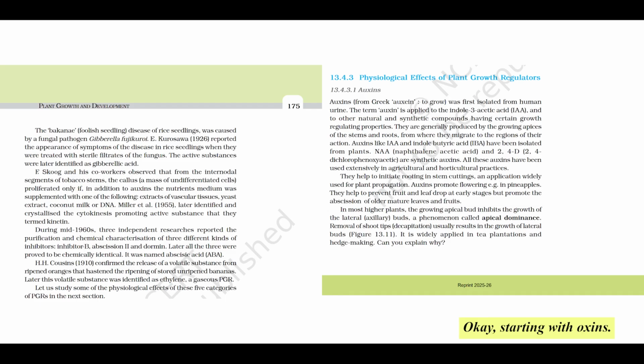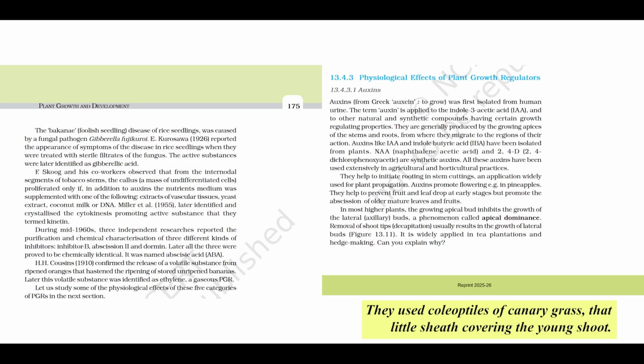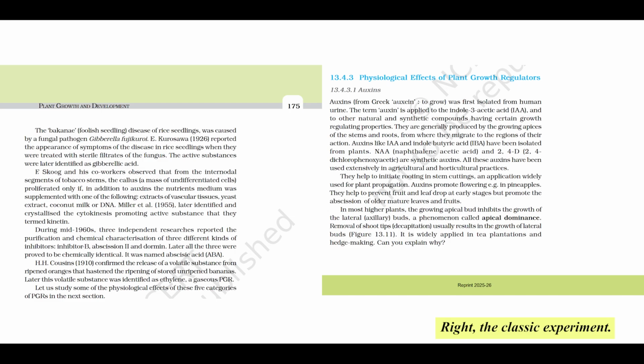Okay, starting with auxins. It all began with Charles Darwin and his son Francis. They were studying phototropism, why plants bend towards light. They used coleoptiles of canary grass, that little sheath covering the young shoot. They noticed the bending happened towards light. Right, the classic experiment. Through clever experiments covering different parts, they concluded the tip of the coleoptile was the site of transmittable influence that caused the bending, even though the bending itself was lower down. A signal was being sent. The tip senses the light and tells the lower part to bend.